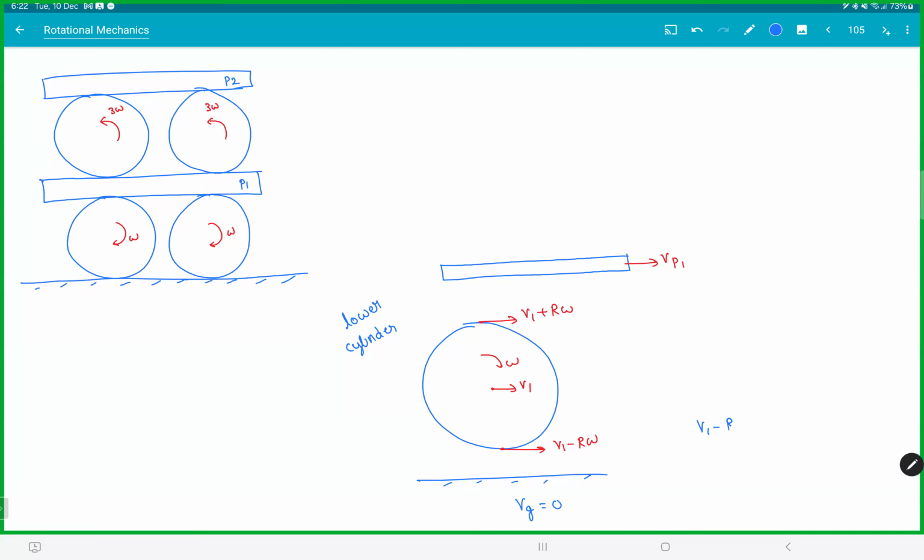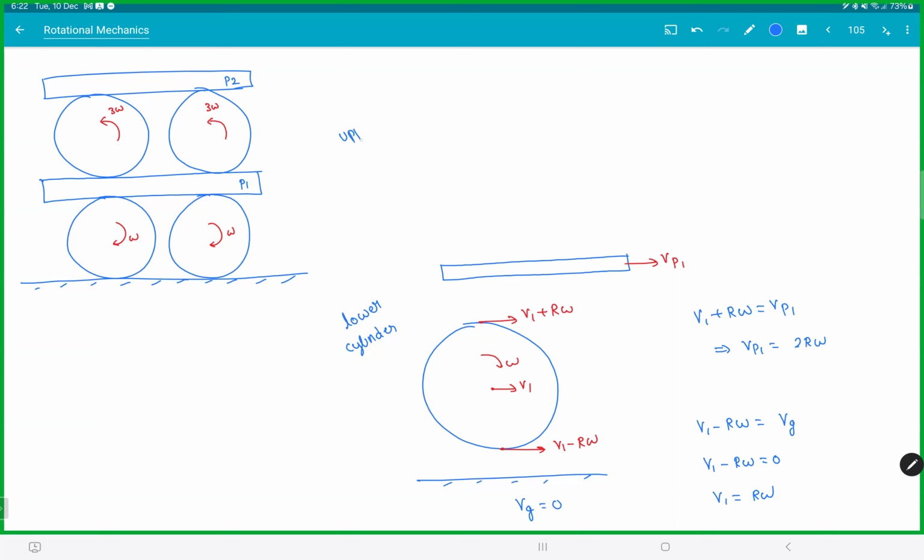So V1 minus R omega is Vg, which is 0. So V1 is R omega. This was straightforward. The upper one, V1 plus R omega, must be equal to Vp1. V1 is R omega, so we get Vp1 is 2R omega. Perfect.